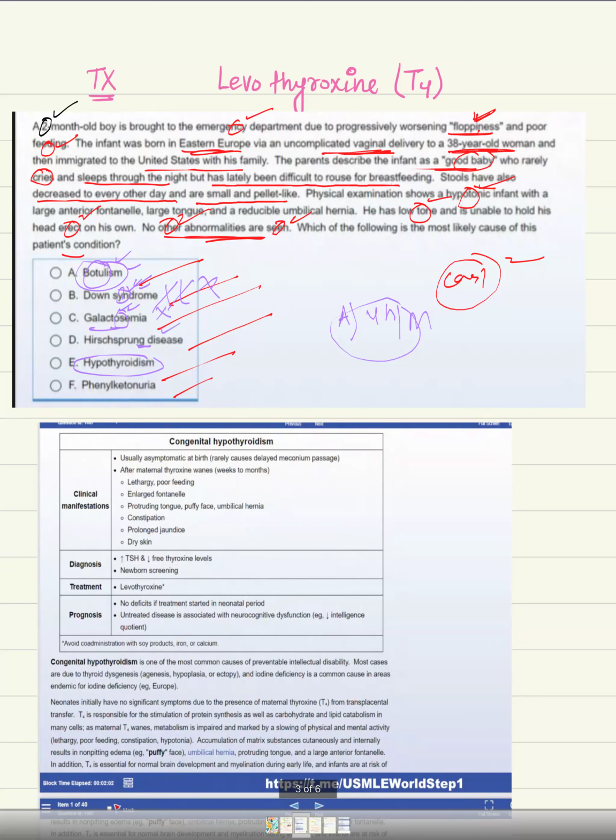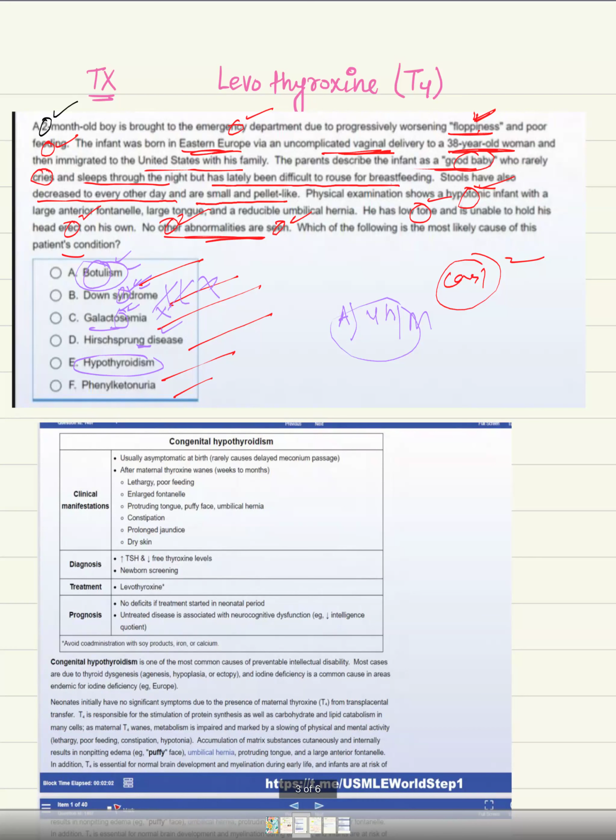Then Hirschsprung disease. We just have to remember that Hirschsprung disease is usually caused by a defect in neural crest cells. There are two classical symptoms of Hirschsprung disease. First, the baby is not going to pass meconium.